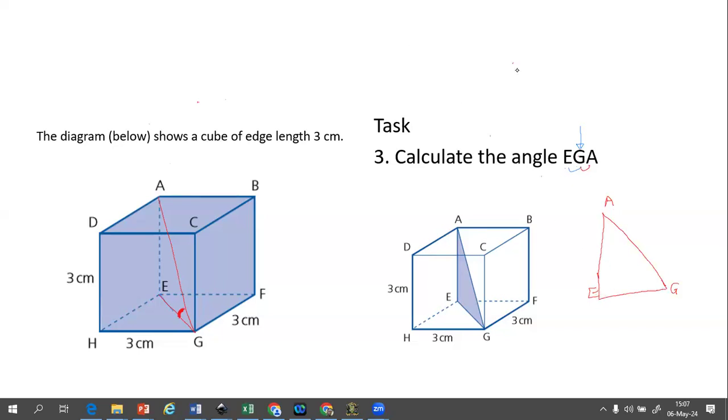So I know from A to E, I know this distance. Let me see whether people have it. A to E, what is the distance? From A to E, this distance here. Someone is telling us it is 3 centimeters. Good. Then what about E to G? What did we have? E to G, do we have it? Or we need to calculate? 5.1, 4.24? Okay, I think it was 4.24.